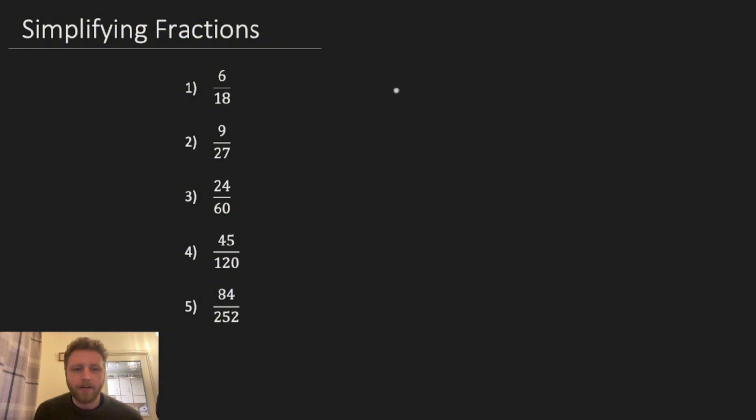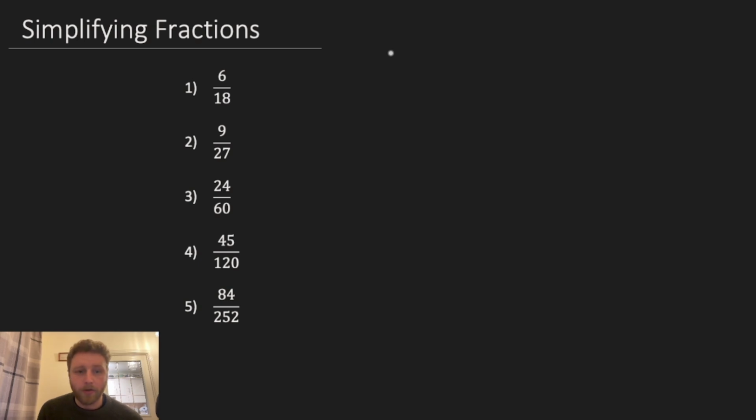Okay, so let's take a look at question 1. Question 1 is asking us 6 over 18. So remember, when you're simplifying fractions, all you have to do is make sure you do the same to the top and to the bottom. So we need to find a common number that divides into both 6 and 18 at the same time to make the fraction more simple.